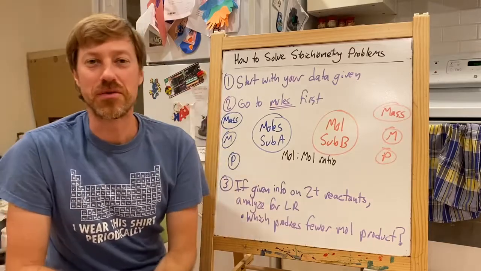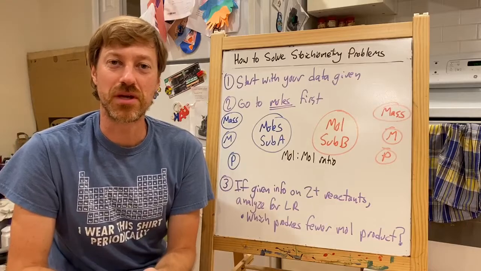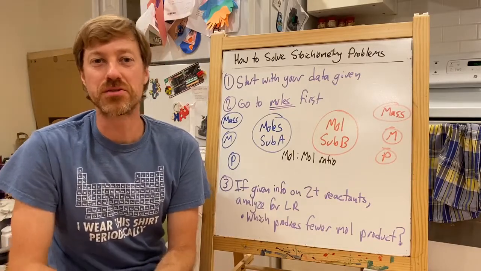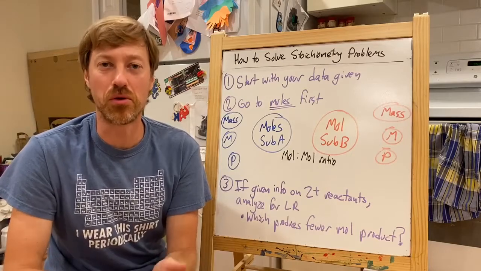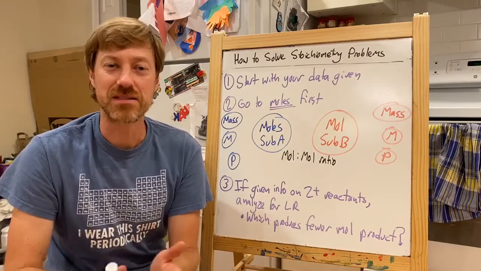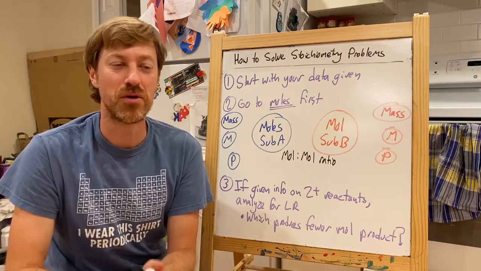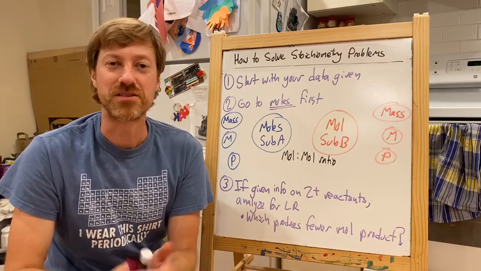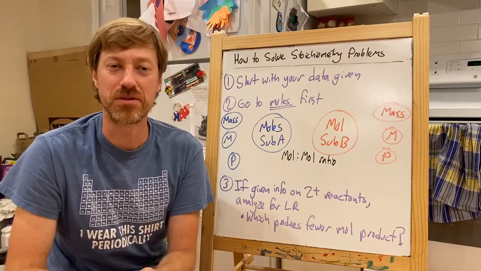First, start with the data that you're given. A lot of times students, when they see a stoichiometry problem, want to start with a balanced equation, or they want to start with the molar mass of something. And that's not what you want to do. Those are constants, essentially. The molar mass for carbon dioxide is always going to be 44.01 grams per mole. So it's not going to help you to start there.